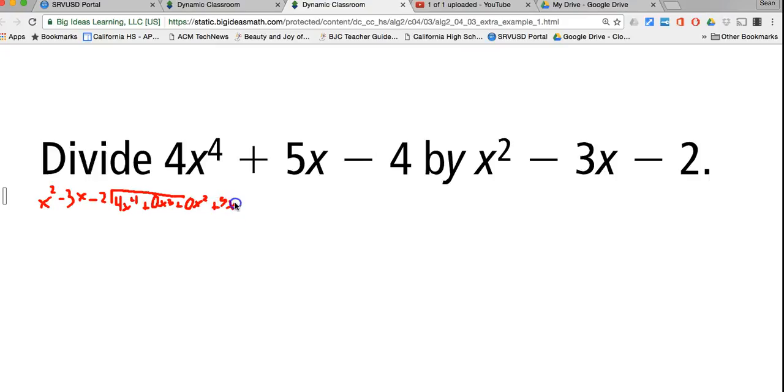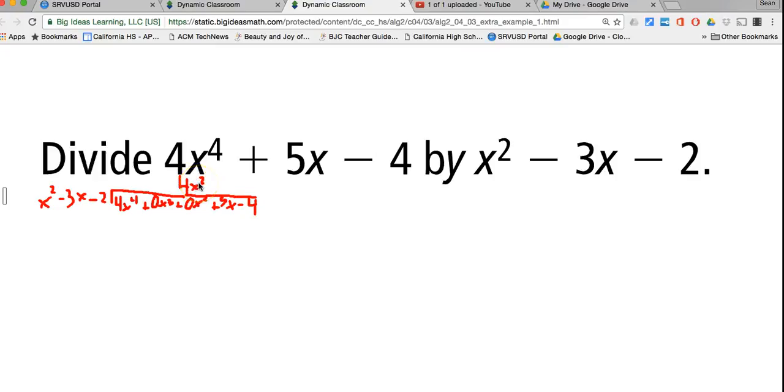So what we're going to be doing is, remember, we're just comparing the first terms on each of these. We're going to see, what do we have to multiply x squared by to get 4x to the fourth? In this case, we need to multiply it by 4x squared. So our first term of our quotient is going to be 4x squared.